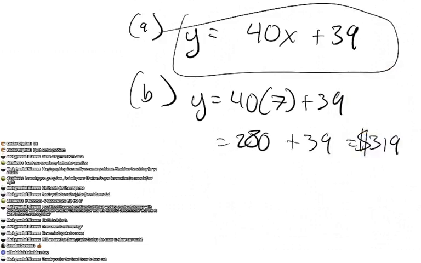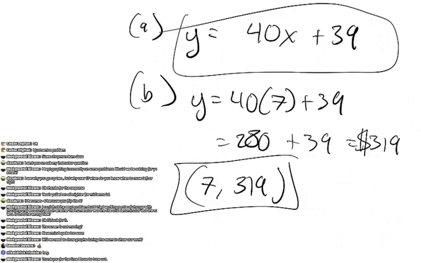Okay. So find and interpret the ordered pair. The ordered pair is going to be 7, 319. And what we're saying that this means is that after 7 months, they would have paid a base of $319.